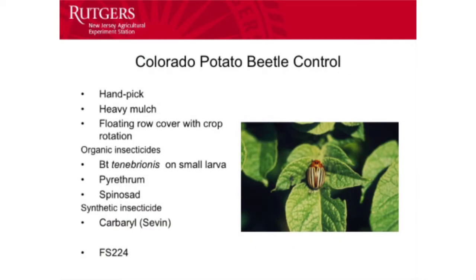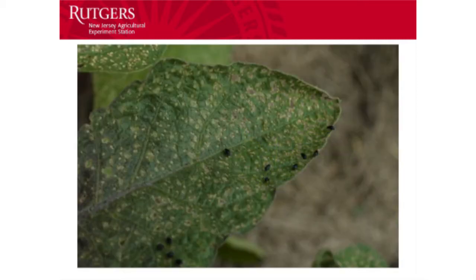Similar to BT, there's a separate strain, BT tenebrionis, that works on very small larvae of the Colorado potato beetle. And then some of these other materials, again, depending on your local population, they may or may not be resistant to something like carbaryl, which has been around for years.